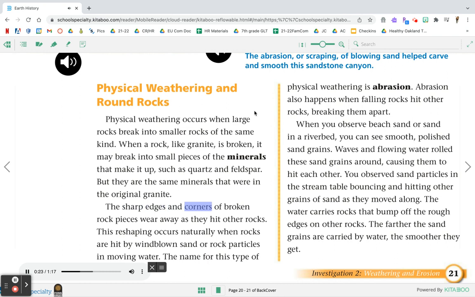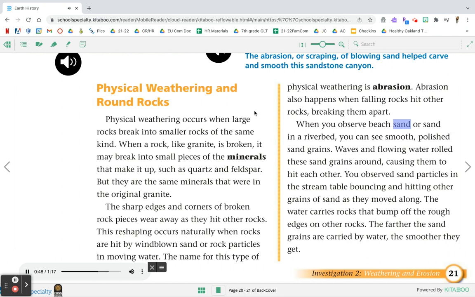The sharp edges and corners of broken rock pieces wear away as they hit other rocks. This reshaping occurs naturally when rocks are hit by wind-blown sand or rock particles in moving water. The name for this type of physical weathering is abrasion. Abrasion also happens when falling rocks hit other rocks, breaking them apart.